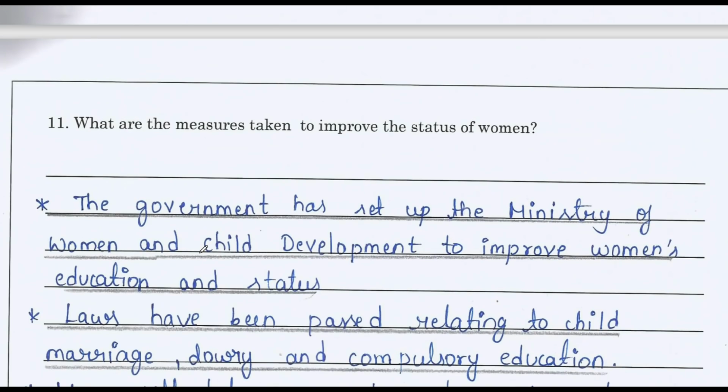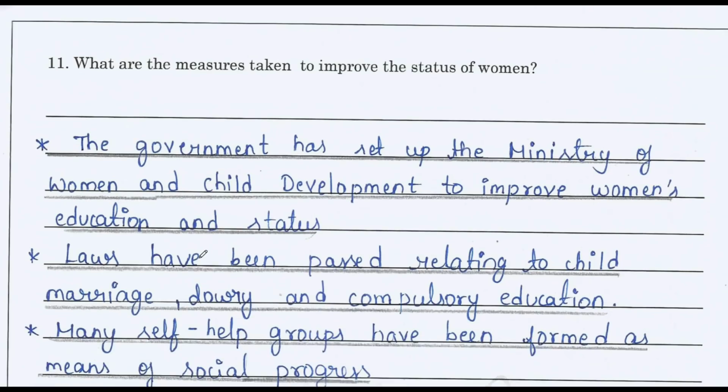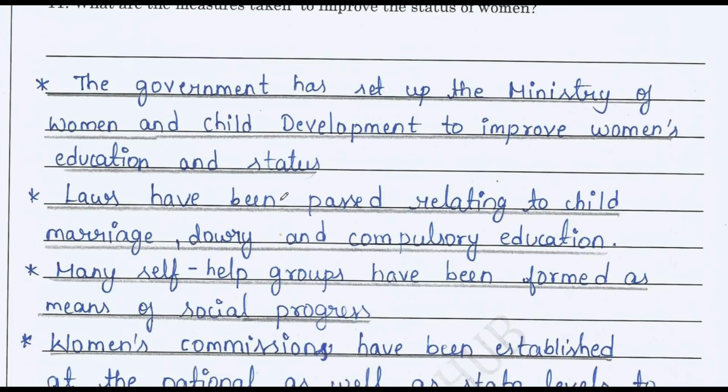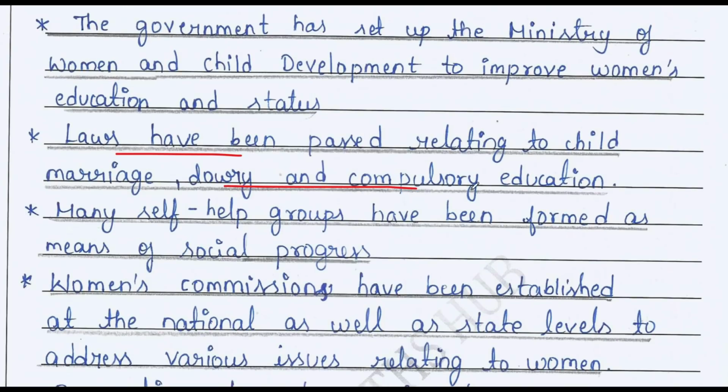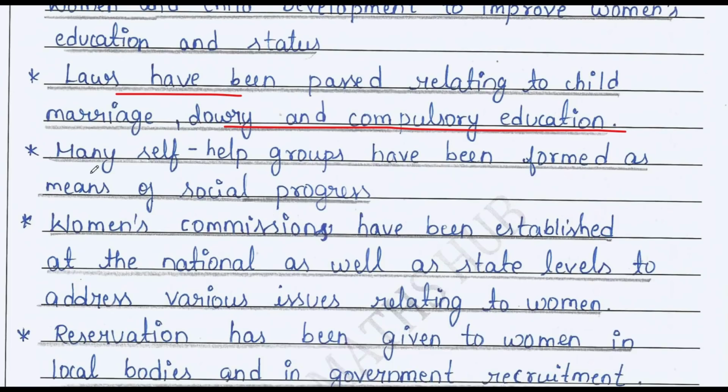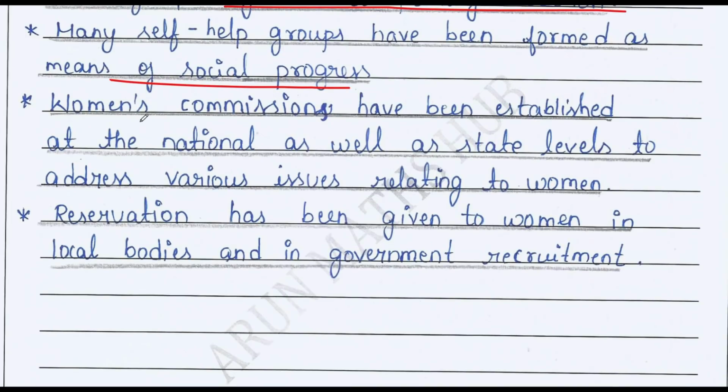What are the measures taken to improve the status of women? The government has set up the Ministry of Women and Child Development to improve the status of women's education and status. Laws have been passed relating to child marriage, dowry and compulsory education. Many self-help groups have been formed as means of social progress. Women's Commissions have been established at the national as well as state levels to address the various issues relating to women.